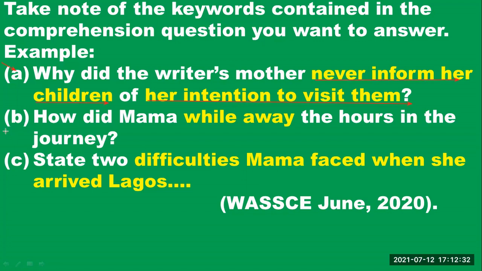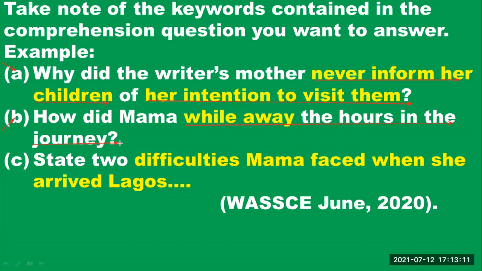Now, if you are answering question B, then how did Mama while away the hours in the journey? Now, while away, of course, I also ought to have highlighted the others. So this is the key expression, all right? The key expression, while away the hours in the journey. Once you take note of the key word or the key expression, that will determine what you are going to look for in the passage.